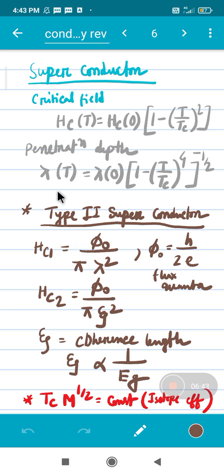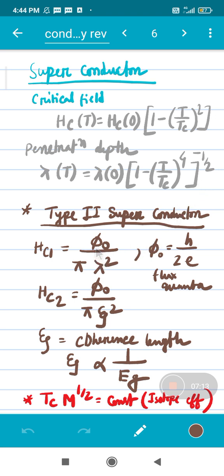Next, I will discuss some formulas of superconductors. How the critical field at temperature T is related with the critical field at temperature T equal to 0 Kelvin. It is related like this: HC(T) equal to HC(0) times 1 minus (T by Tc) whole square. And the penetration depth is related in the same sort of fashion, just here it has a power of 4 and a minus 1 by 2 factor.